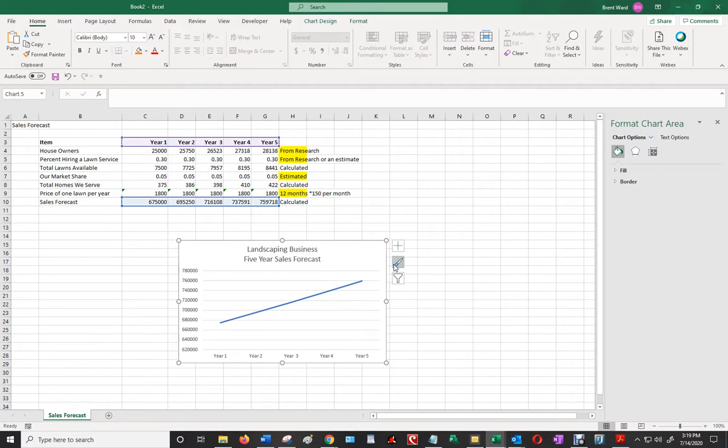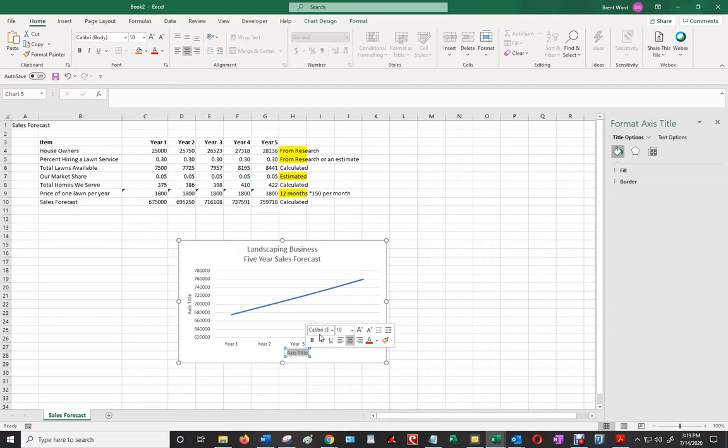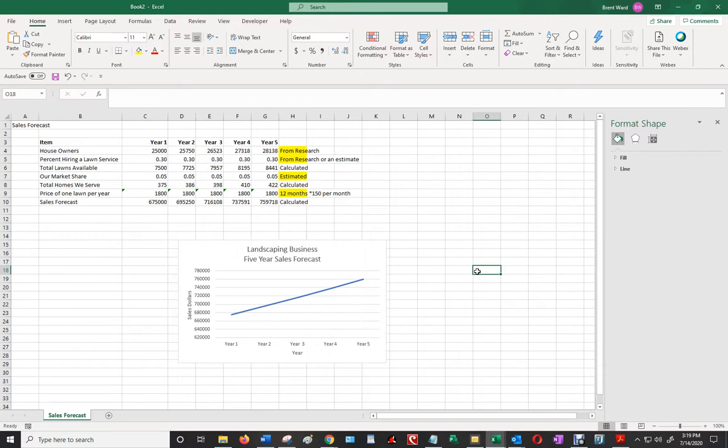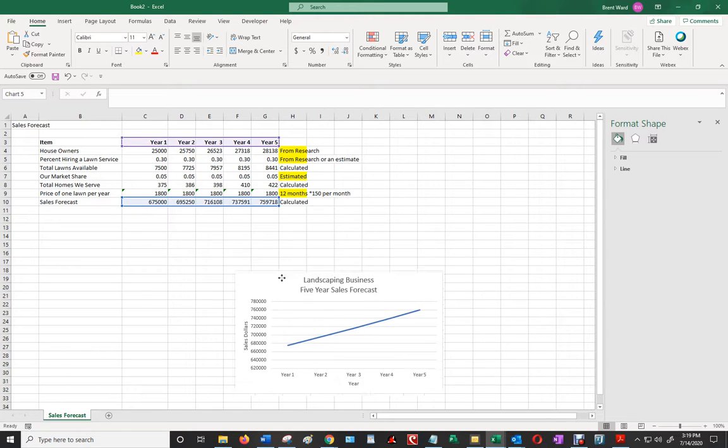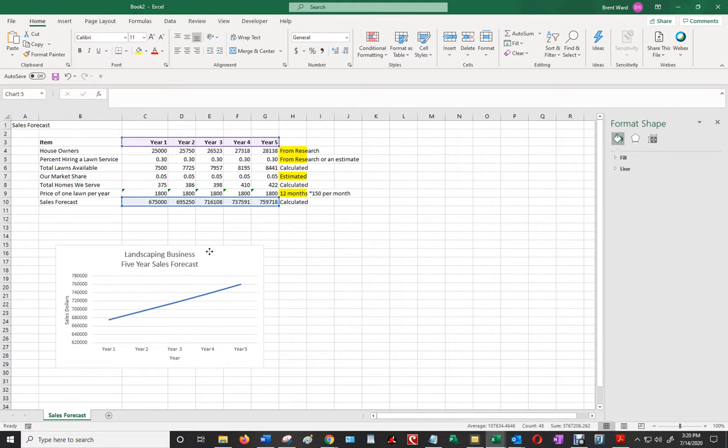And then the next thing I would do is go to the plus sign here and go to axis titles and put at the bottom here year, and across here we'll put what the sales dollars are. Sales dollars. Then in the template in section 2.0, what I would do is I would probably give this information right here in a table format, and I would also give this graph that shows what it looks like from year 1 to year 5.